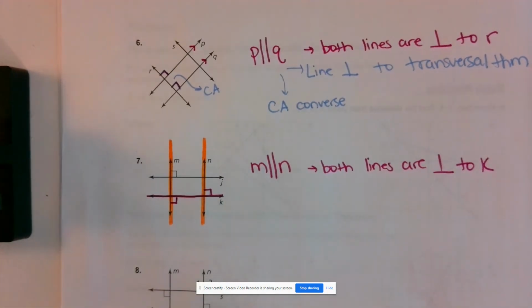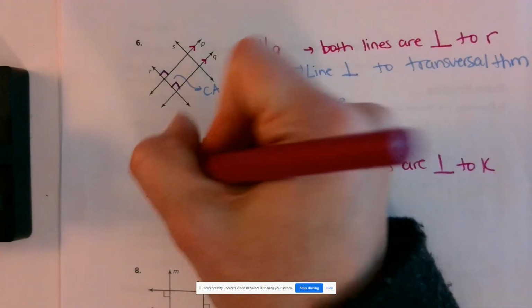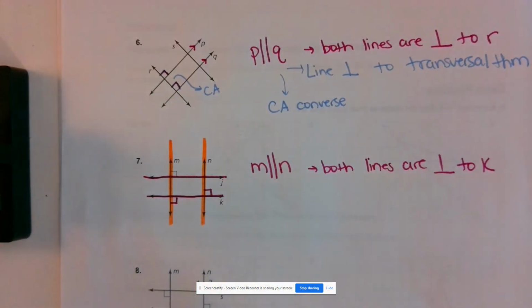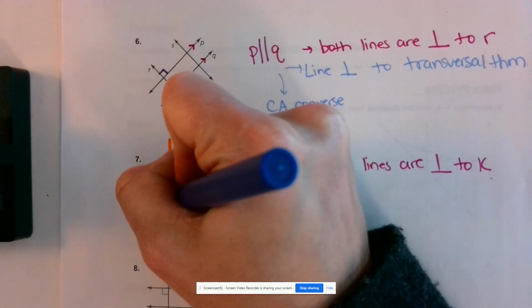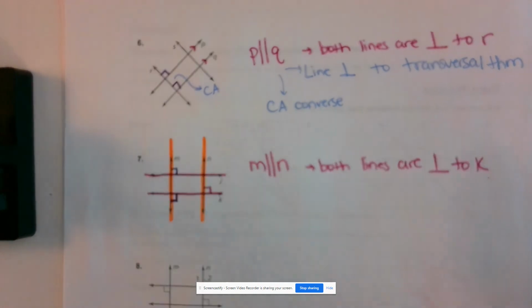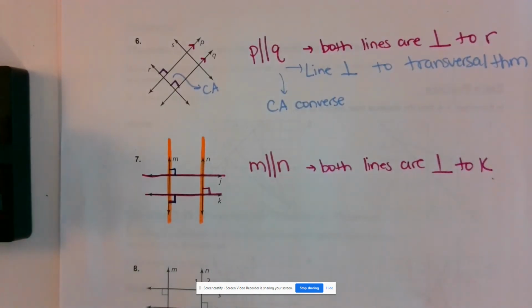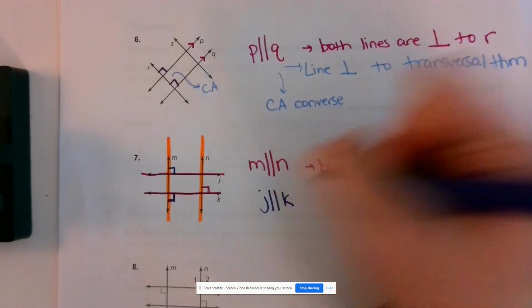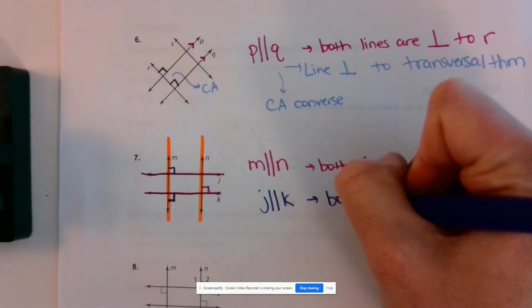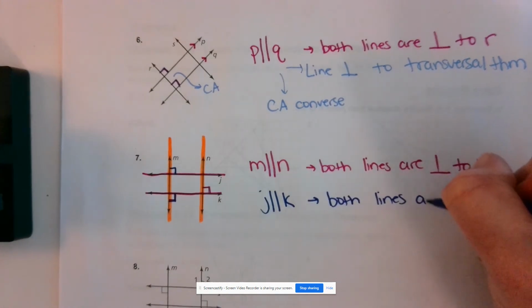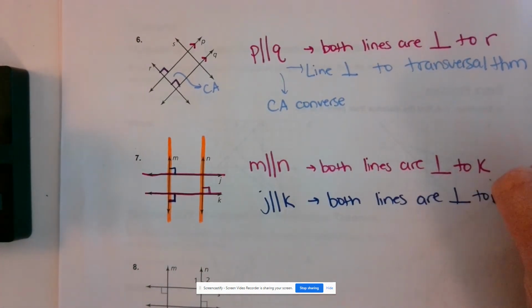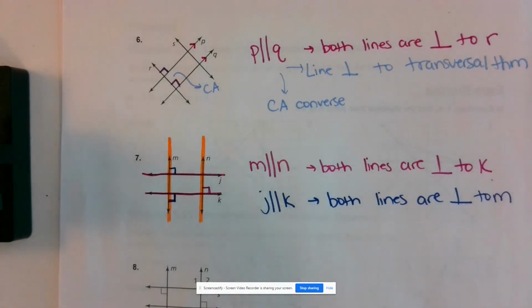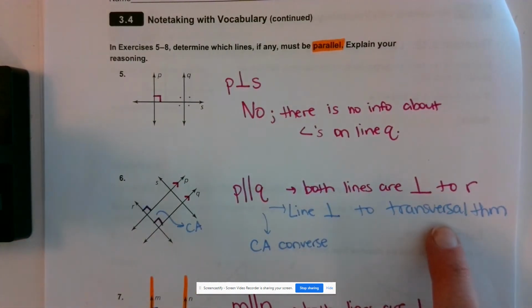Well, let's look at J and K. So lines J and K. Let's see if they might be parallel. So we're wondering, is there a line that I see that they're both perpendicular to? And I can see that J and K are both perpendicular to line M. So since they're both perpendicular to the same line, I know J has to be parallel to K. Both lines are perpendicular to line M. That would be another lines perpendicular to a transversal theorem.